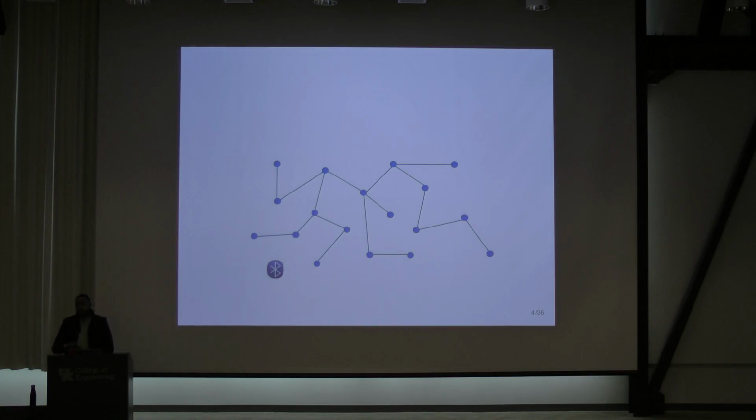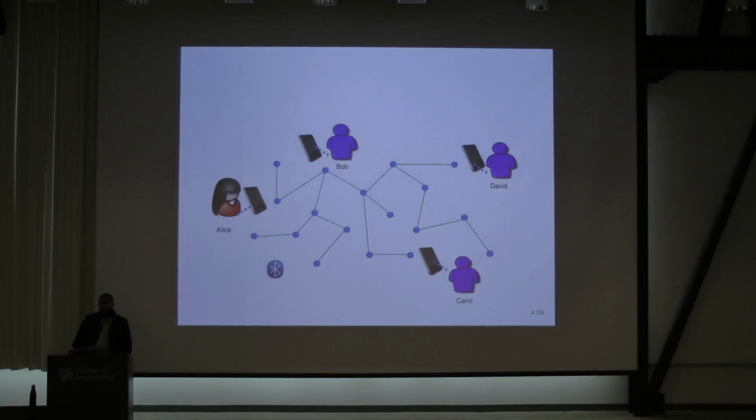So if you imagine that these dots here are people, they could actually be you, and we all have our mobile devices, and say we all have Bluetooth communication on those devices. If we look at a few people in particular in this scenario, Alice, Bob, Carol, and David, we're going to see how they might communicate in one of these scenarios.